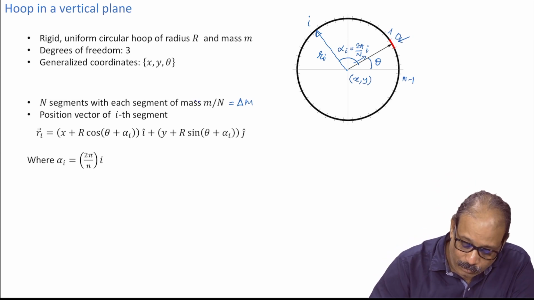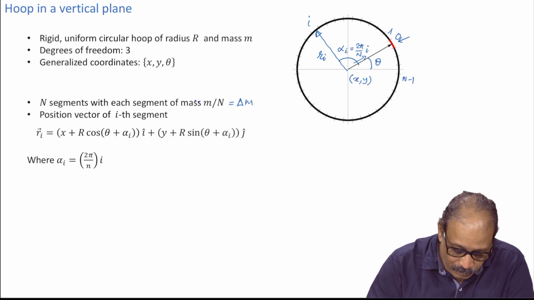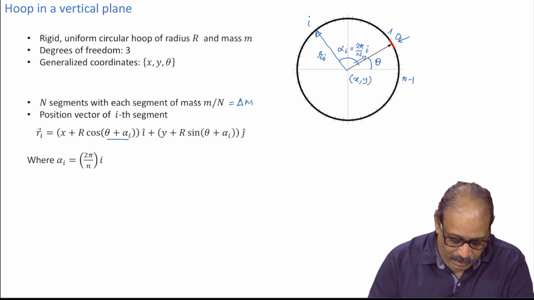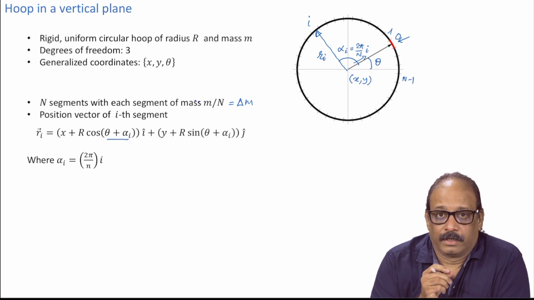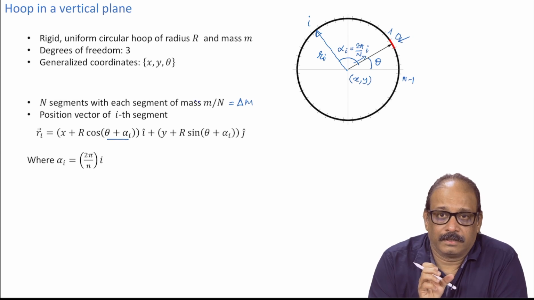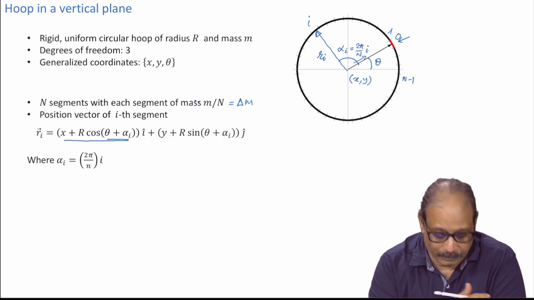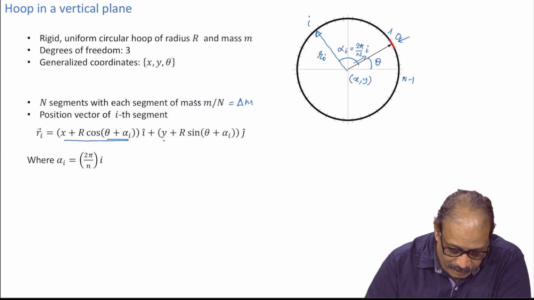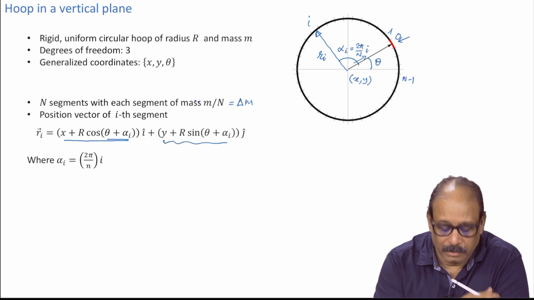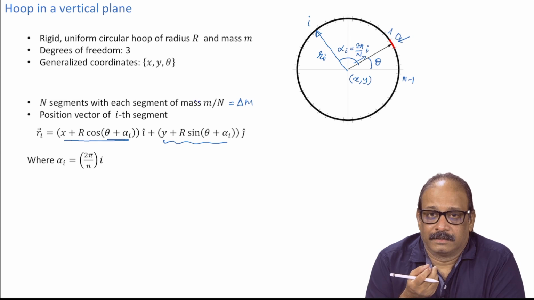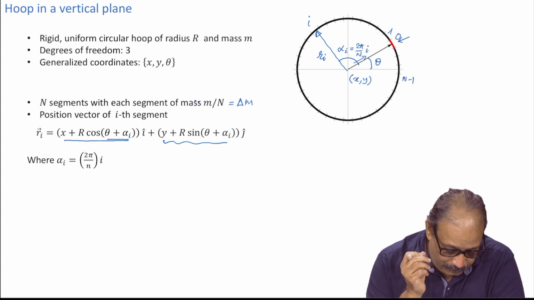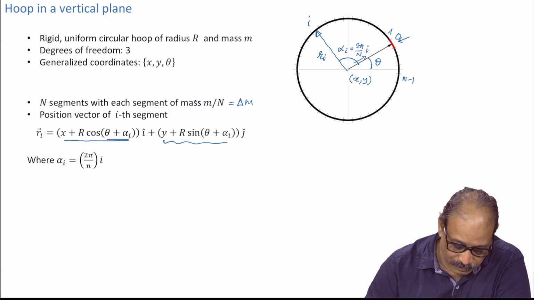And the total angle from the horizontal now is theta plus alpha i. So, the x component of the position vector of the ith particle is given by x plus r times cosine of theta plus alpha i, and then the y coordinate would be y plus r times sine of theta plus alpha i, and alpha i is of course this.